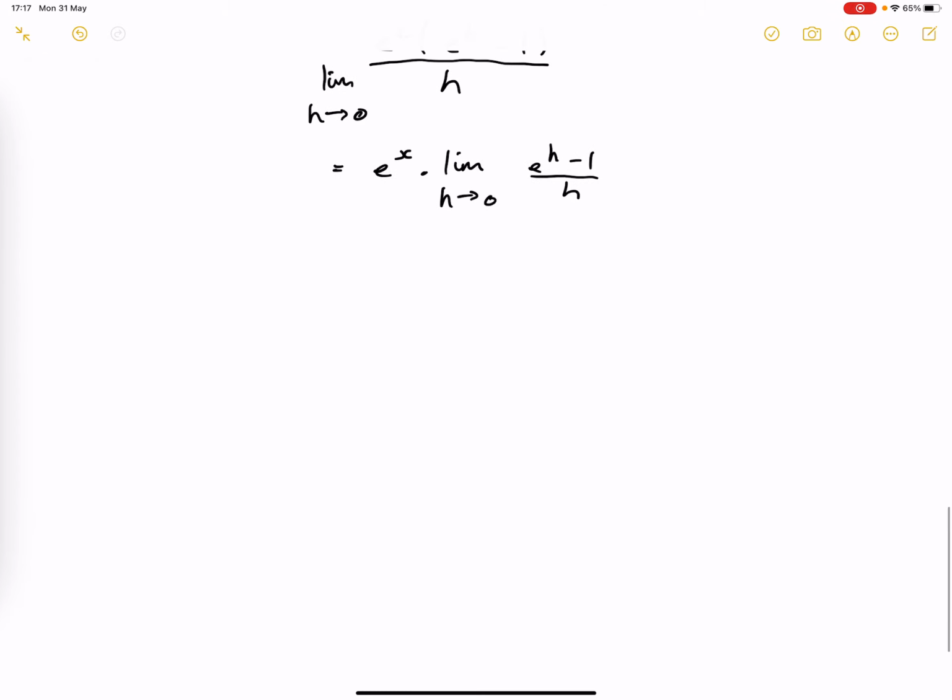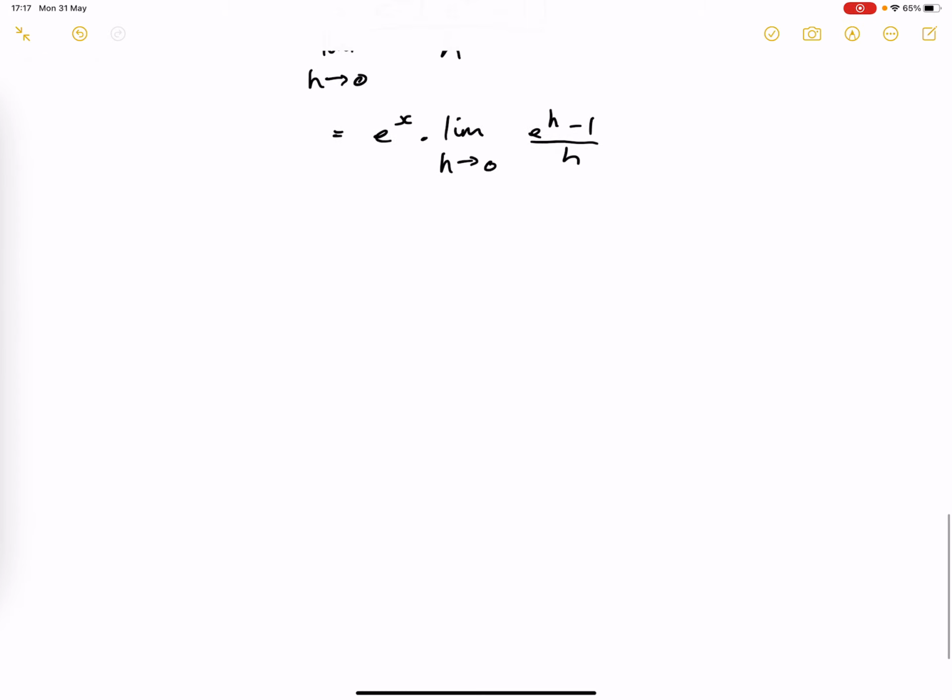We're going to use a substitution for h. So let n equal e to the h minus 1. Therefore e to the h is equal to n plus 1. Therefore h is equal to ln of 1 plus n. I'm writing it as 1 plus n because that will make it easier when I have to use a Maclaurin series later.